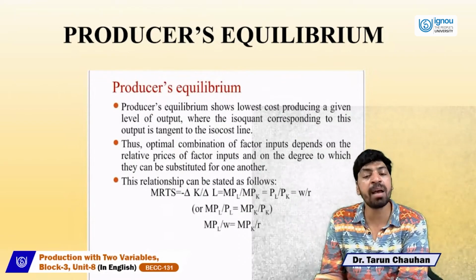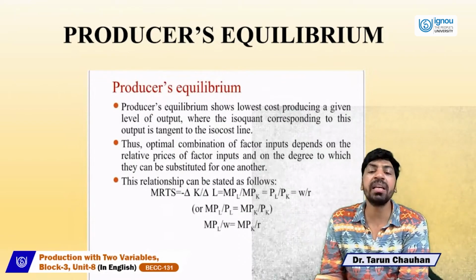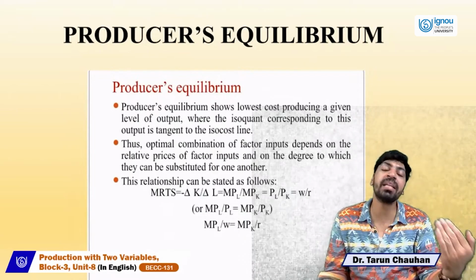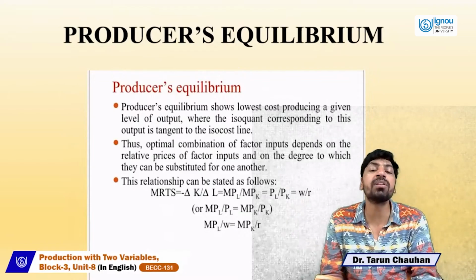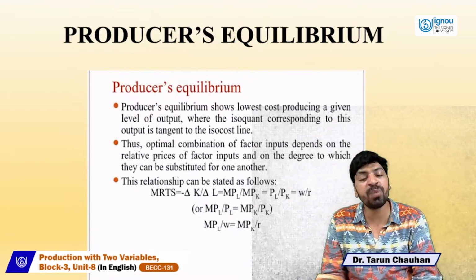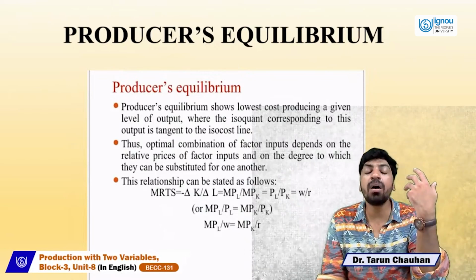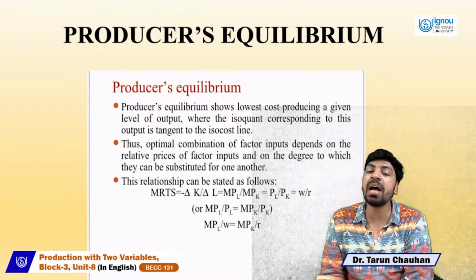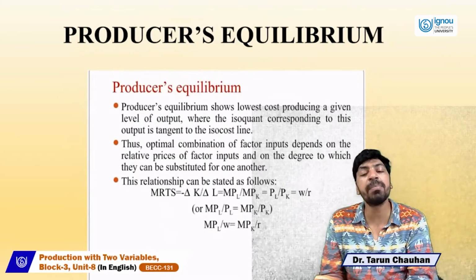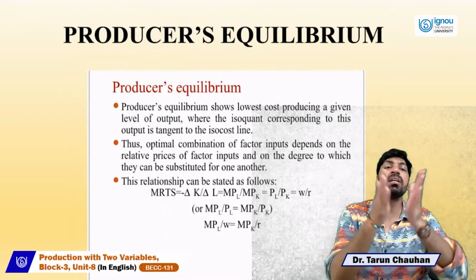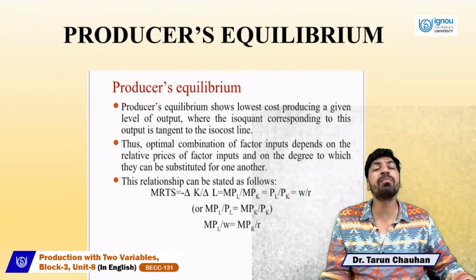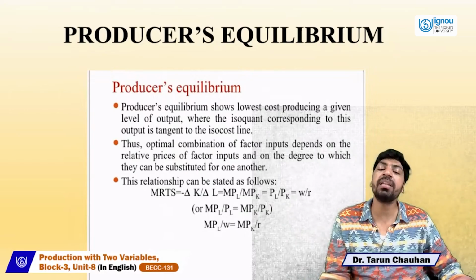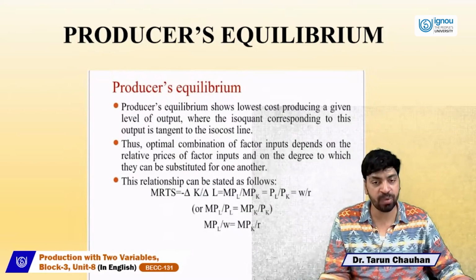R is interest, W is wages. So automatically both are equal to each other. So if you rearrange the equation, the marginal product of labor by W, that is wages, the price of labor, is equal to the marginal product of capital by R, that is interest. So whatever the production process of labor or capital, accordingly, their prices will also be included in the form of wages and interest.